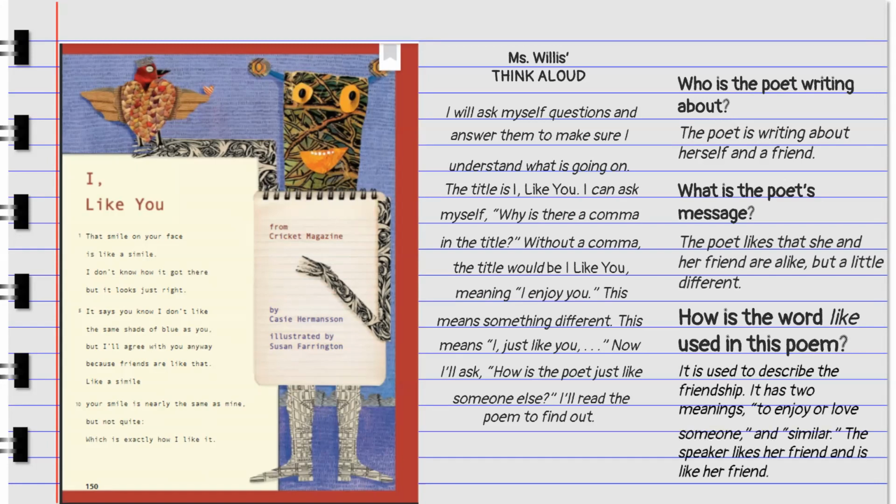Okay, how is the word like used in the poem? It is used to describe the friendship. It has two meanings, to enjoy or love someone, and similar. The speaker likes her friend and she is like her friend. When you go and do your quiz, you don't have to write all of that. Just write this: it is used to describe the friendship. It has two meanings, to enjoy and also to be the same. So you can summarize it and make it a little shorter, but that's the answer.